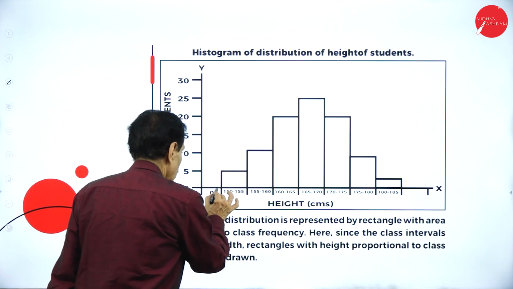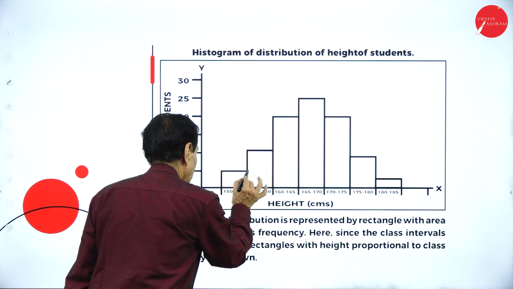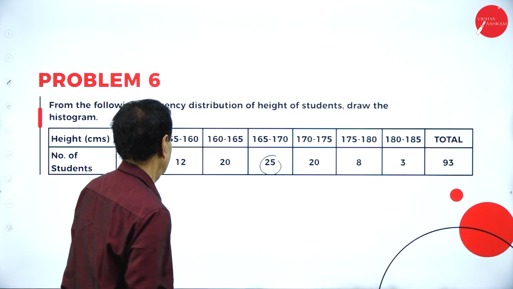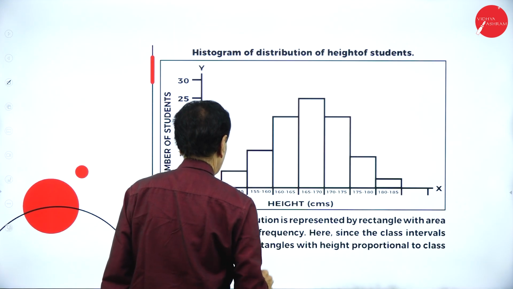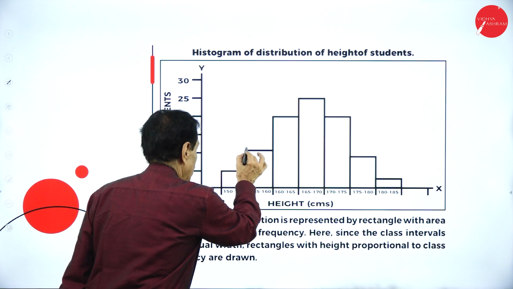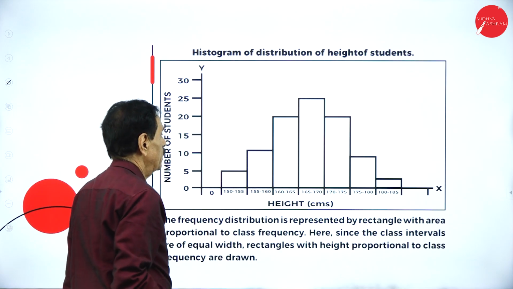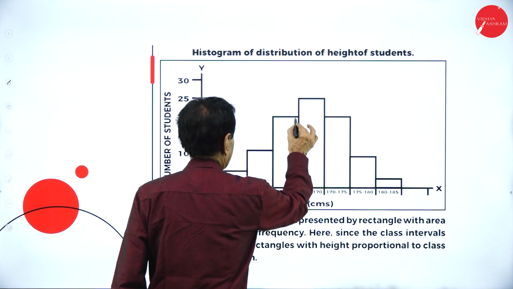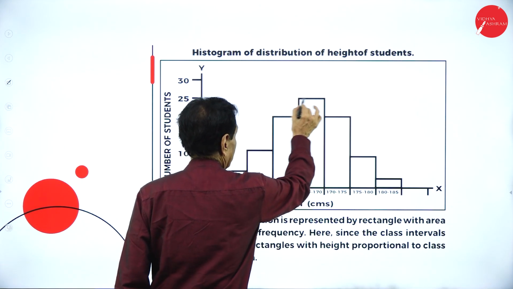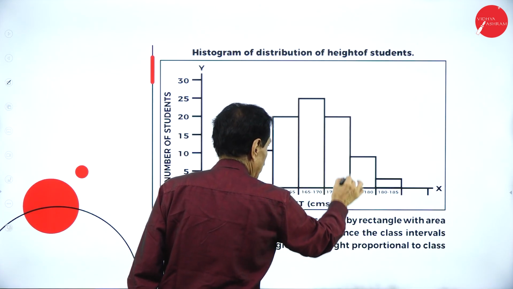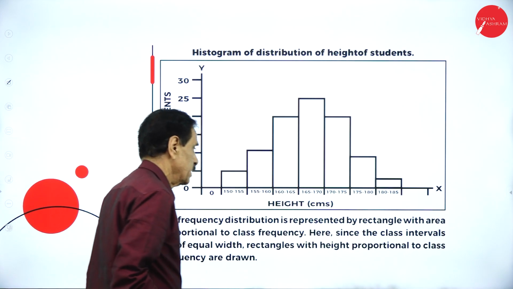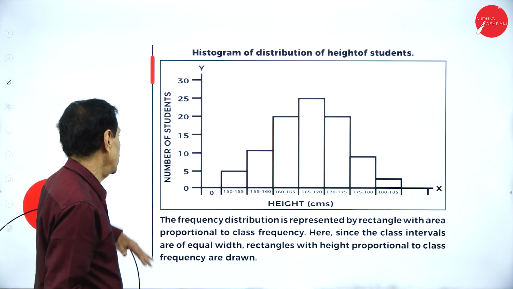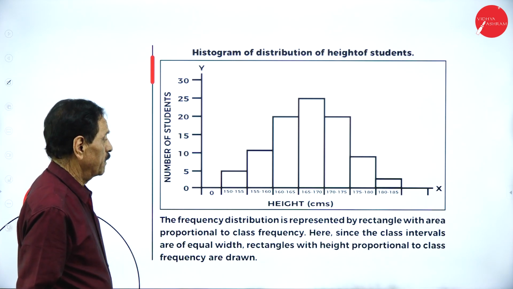How to do it? 150 to 155, 5, make the mark. 155 to 160, 12, 12. We make the mark, join this. Then 160 to 165, 20. Make the mark here, join this like this, join this, join this. So height has been represented in a row-wise manner. Height here, and here the number of students.